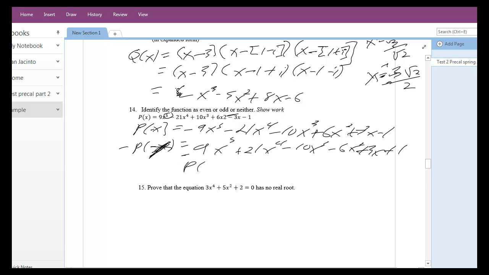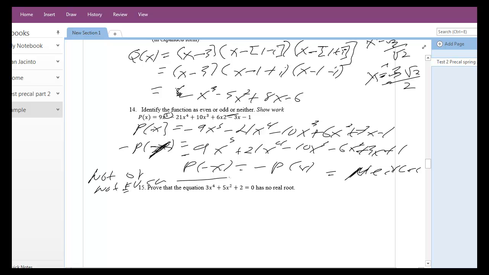Since p of negative x does not equal negative p of x, then this must be neither. Now you can go back here and check it, and actually you see that p of negative x does not equal p of x, therefore it's not what? It's not odd or not even. Therefore, my answer is neither.